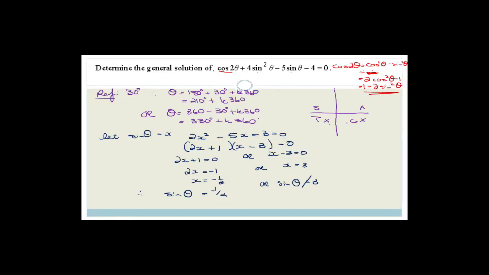That is our general solution for the cos 2 theta plus 4 sine squared theta minus 5 sine theta minus 4 equals 0. So when you see something like that, don't freak, okay? Don't have a panic attack. Just take it nice and slowly and see if you can come up with something that you can do by yourself.